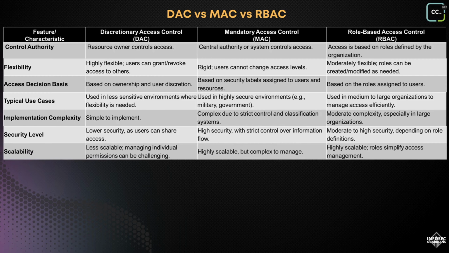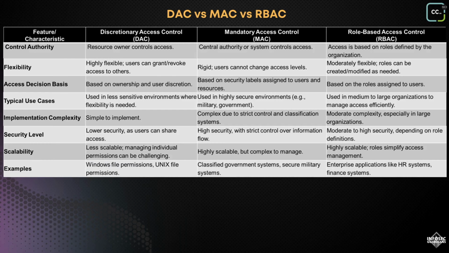Scalability. DAC is less scalable because managing individual permissions can be challenging as the organization grows. MAC, while scalable, is complex to manage. RBAC, on the other hand, is highly scalable. Roles simplify the process of managing access across large numbers of users.